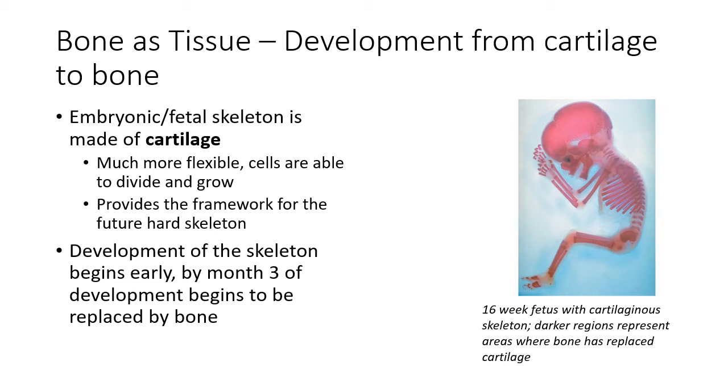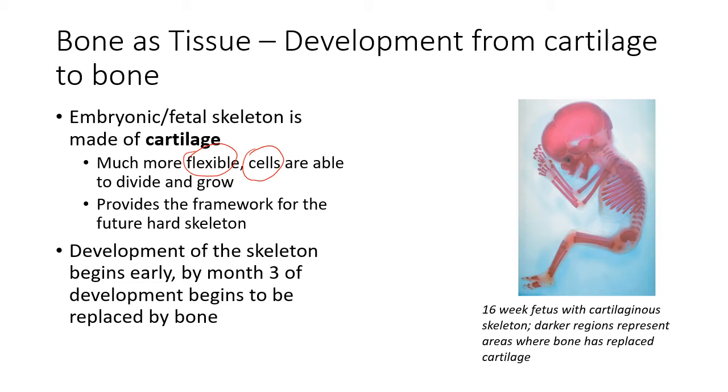The reason is that cartilage is much more flexible, and the cells that we find in cartilage are able to divide and grow. Remember, osteocytes can't grow, but cartilage cells can. And the fetus has huge growth demands placed on it. We start out microscopic and we end up turning into a 9-pound baby that has to be born at the end of 40 weeks. So there's a lot of growth that has to happen during development.